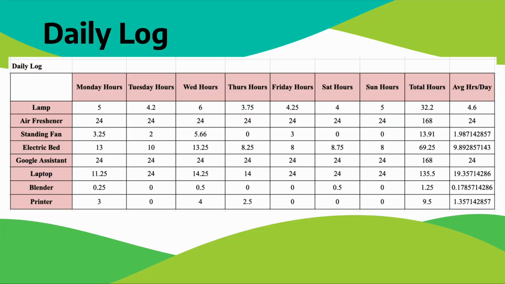So here is a daily log of how many hours each of these devices were used every day. My family members did contribute to certain devices on this log as well, and anywhere where it reads 0 just means that device wasn't used at all that day. And on the very right, I have average hours per day.